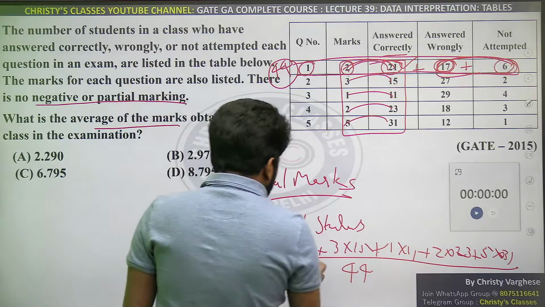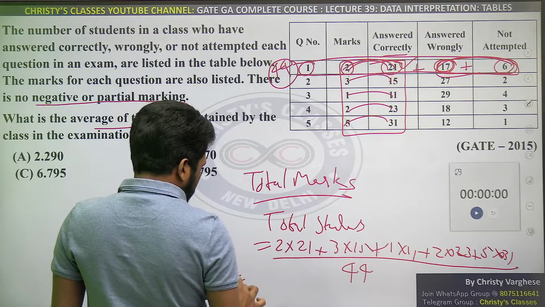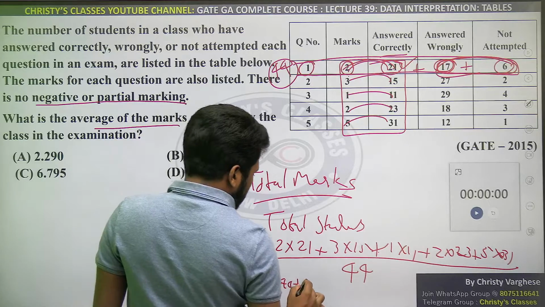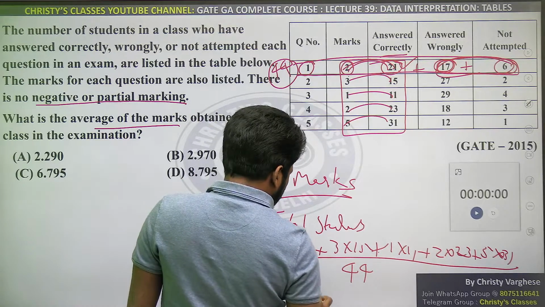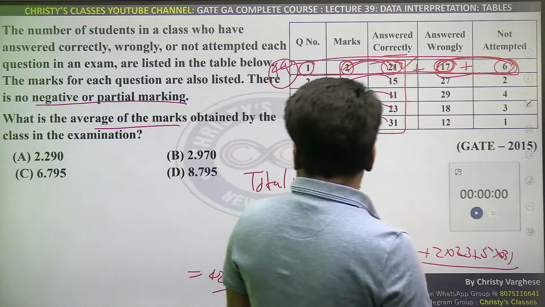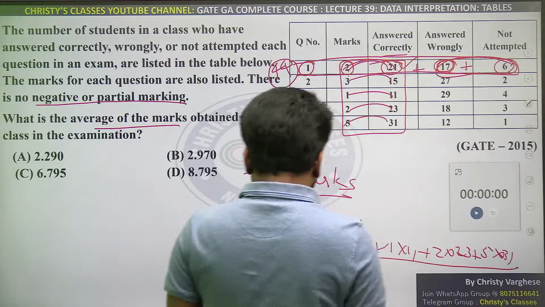So adding all these, you will get what? 42 plus 45 plus 11 plus 46 plus 31 into 5, 155 divided by 44. You can use mental math or paper math to divide it, or you can use options actually. Options also you can use to get a faster value. Anyway, when you divide it, you are going to get approximately 6.8. 6.8 you will get when you divide it.